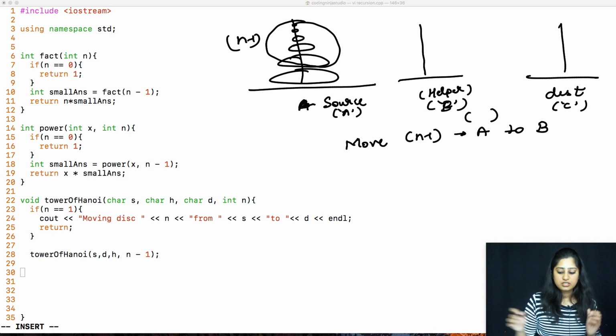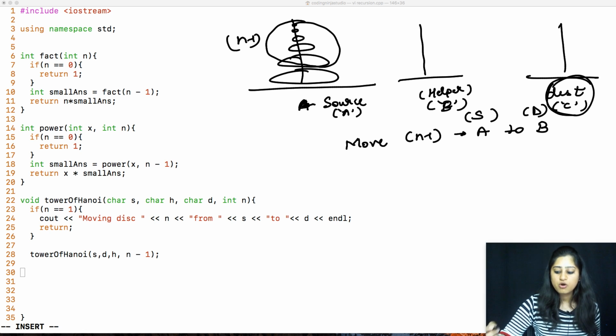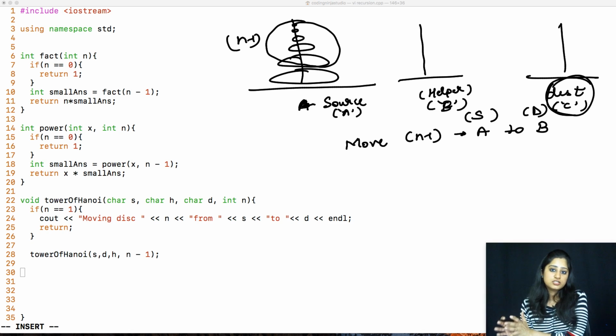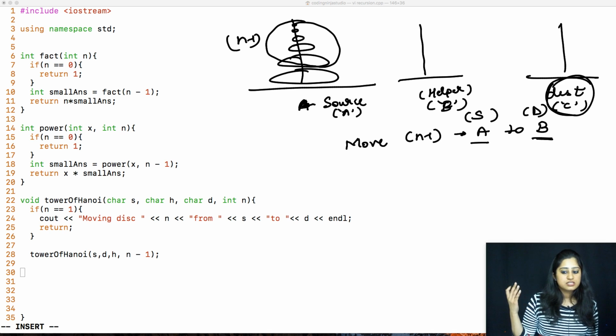Now for this procedure, which rod is serving as the source? Rod A is serving as the source. Which rod is serving as the destination? Rod B is serving as the destination. So one rod is source, one rod is destination. There is a third rod available, which is rod C. So I'll use rod C as helper, because one is source for me, one is destination for me. There is another third rod that I can use. That third rod is helper for me. So rod A is source, rod B is the destination, rod C is helper for me.